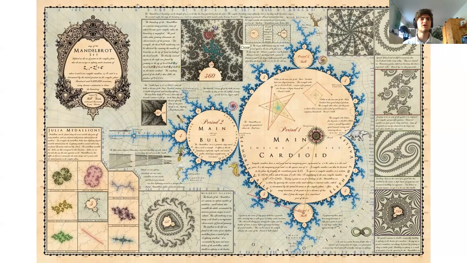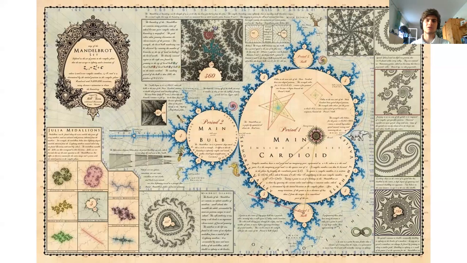Yes, the Julia medallions that are described in the bottom left corner. Do we understand why Julia sets appear in the Mandelbrot set? Because it seems like a very different space. Yes, there's a work of a researcher called Tan Lei, where she basically explained why you can expect copies of Julia sets in the Mandelbrot set.